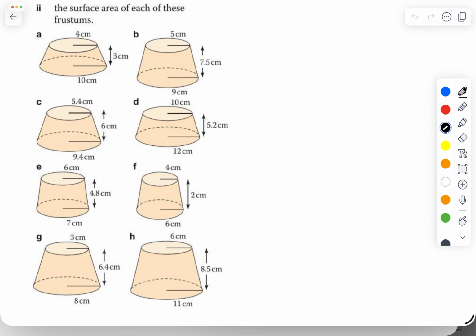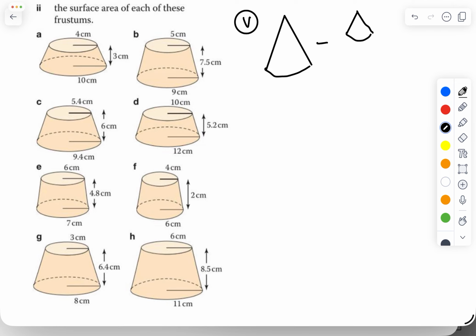So just a reminder, here's how to do the volume and the surface area of a frustum. First of all, let's do volume. Our strategy is simple. We're going to basically work out what the volume of the original cone would have been, and then we're going to subtract the part of the cone that's been cut off to leave us with a frustum.